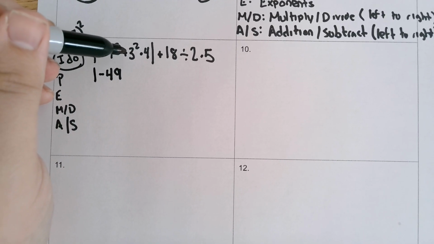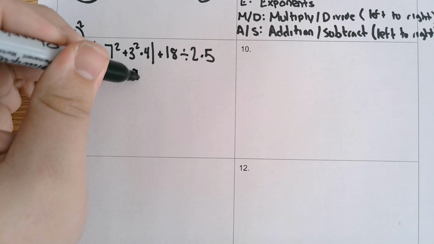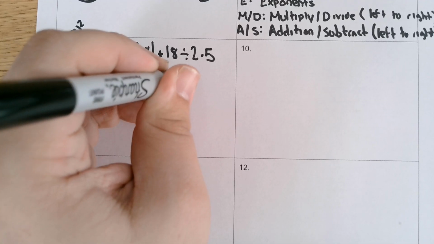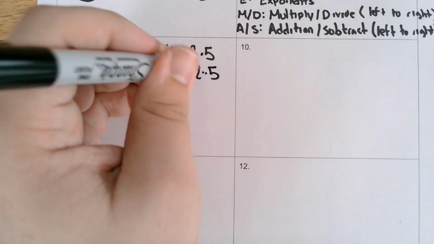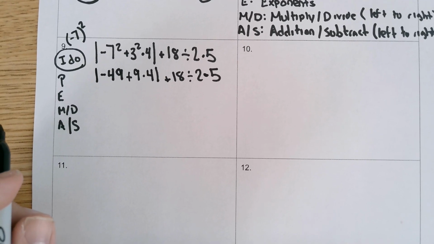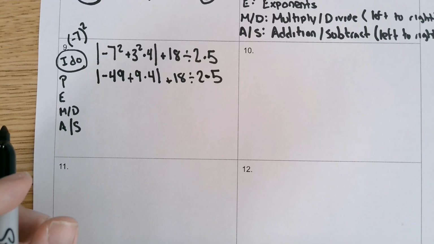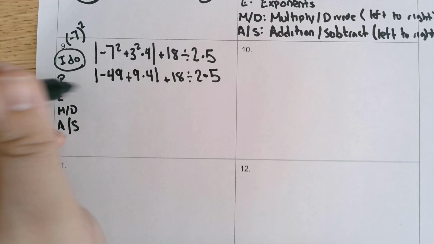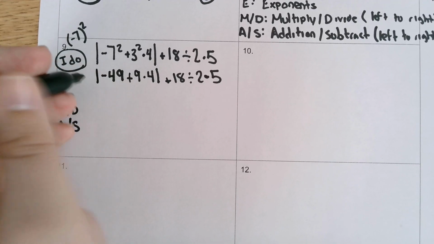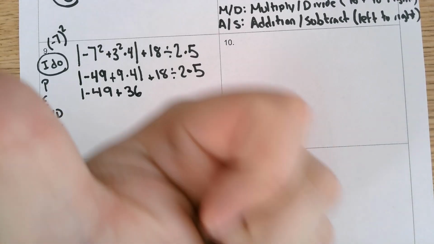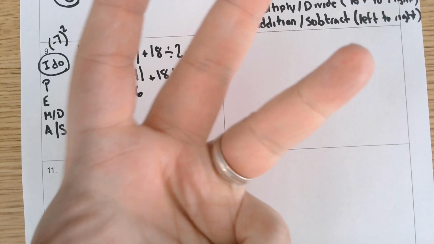Similarly, 3 squared would be 3 times 3, which is 9 times 4. And then you want to rewrite everything. I know that rewriting everything is a pain. It is. But if you write down every step, you're a lot less likely to make a mistake. So, we're still working in the parentheses. So our next step, we would have to go to multiplication. That comes before addition and subtraction. So we do 9 times 4, which is 36, because I go 9, 18, 27, 36.